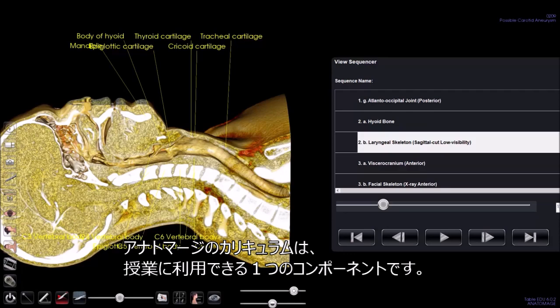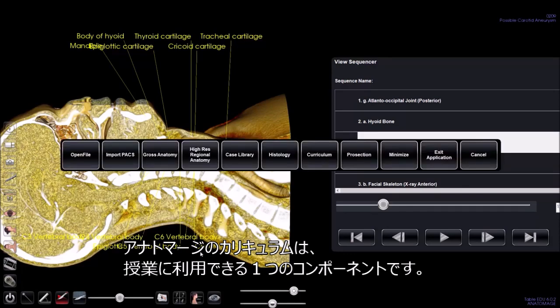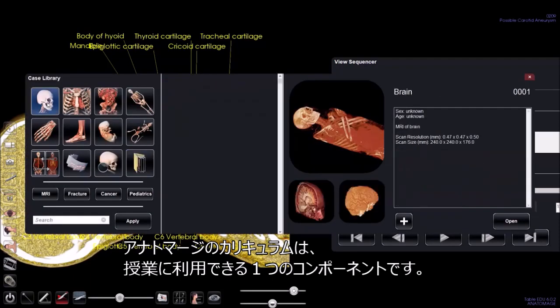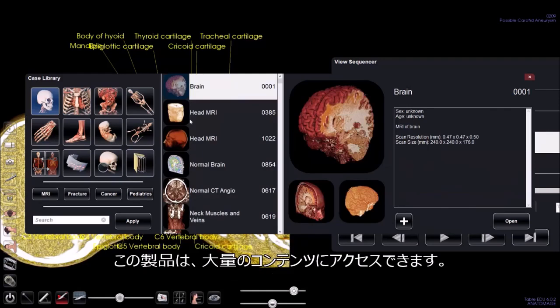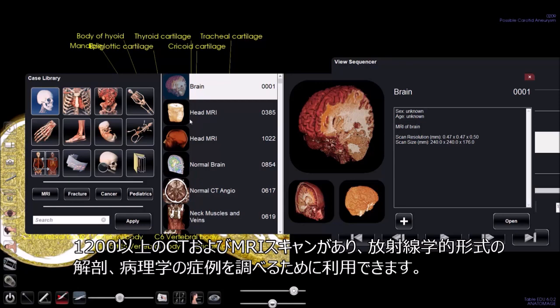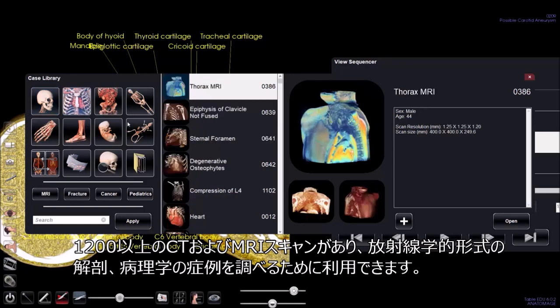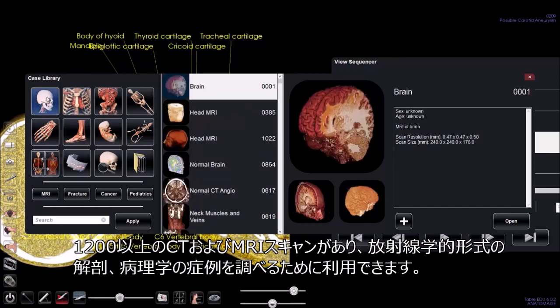The Anatomage curriculum is one component that schools can utilize to better integrate the table into their schools. Now, the table does have a large amount of content that is accessible. There are over 1,200 CT and MRI scans that schools can start to utilize as pathology cases or just simply to look up normal pieces of anatomy in radiological format. We have a case library where everything is organized by different region in the body.